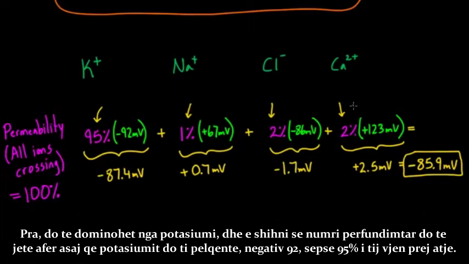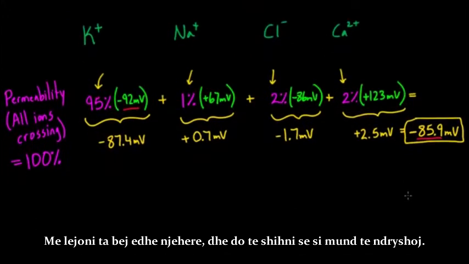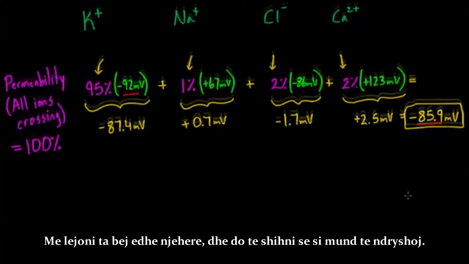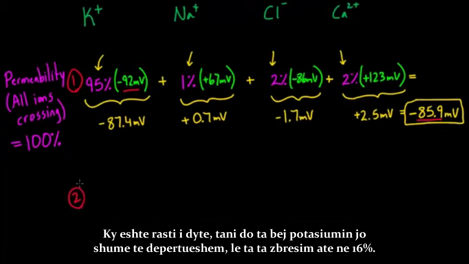So if it's going to be dominated by potassium, you can see that this final number is going to be really close to what potassium would like it to be, that negative 92, because 95% of it came from there. Now, that would be one way of doing it. Let me do it one more time, and you'll see how it can actually change. So just as before, this was case 1, and let's say case 2.